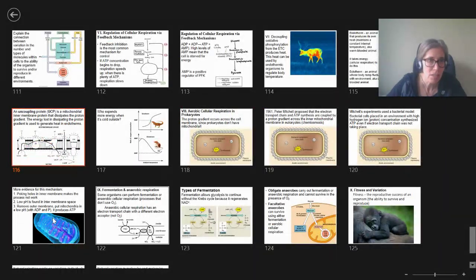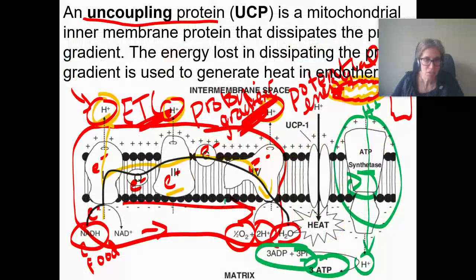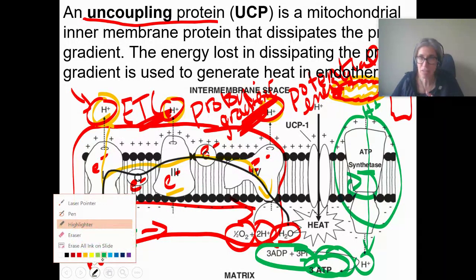So it's the energy from food that eventually is converted into ATP. Now let's say you also need heat. Let's say it's cold outside.